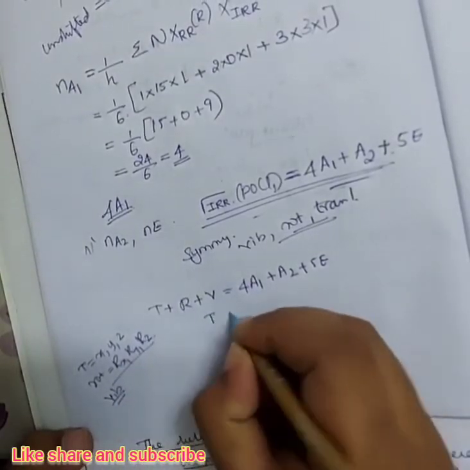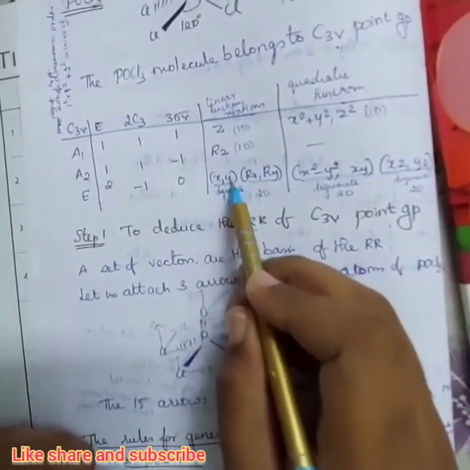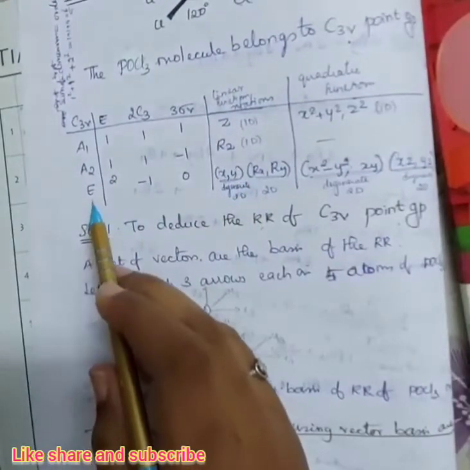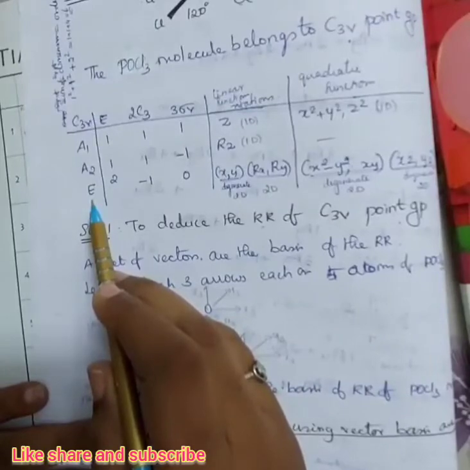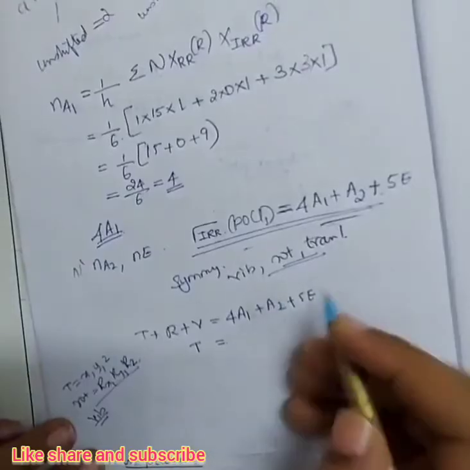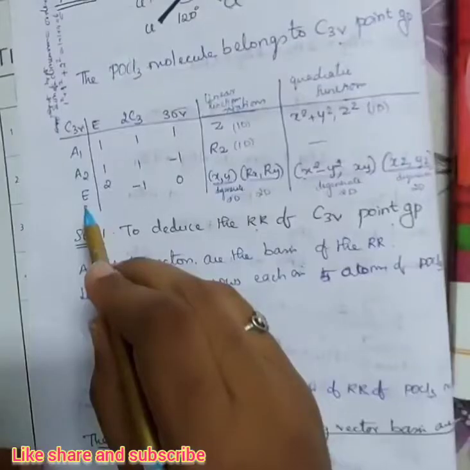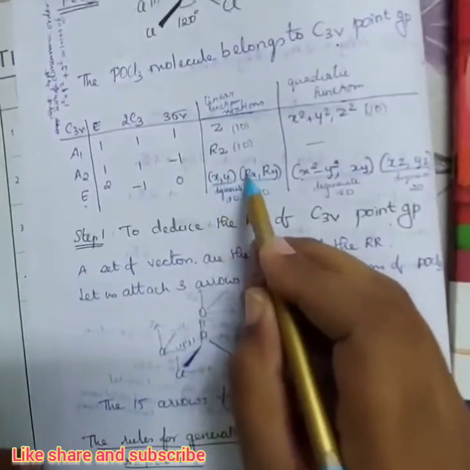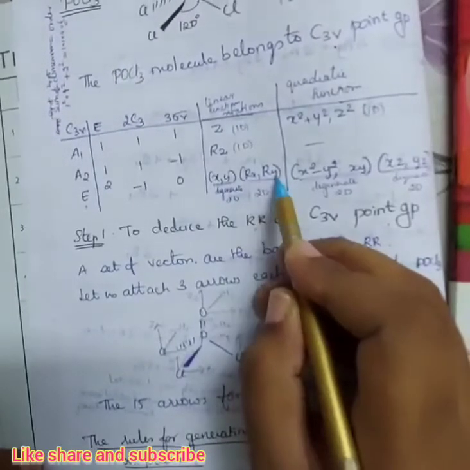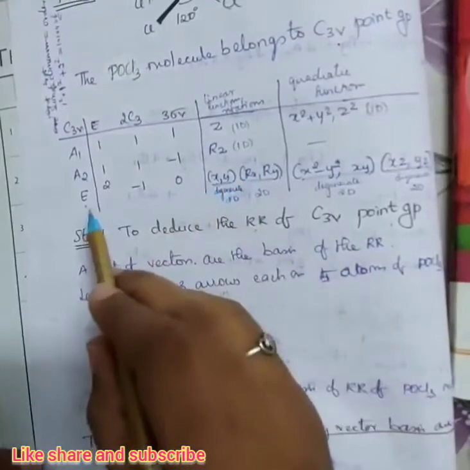So let us calculate the translational modes. This is the character table, and here you can see X and Y is present in the third irreducible representation, that is E. E is a two-dimensional representation. So let us write 1E. Since E is a two-dimensional irreducible representation, we have written this X and Y inside a single bracket. Similarly, Rx and Ry in a single bracket.